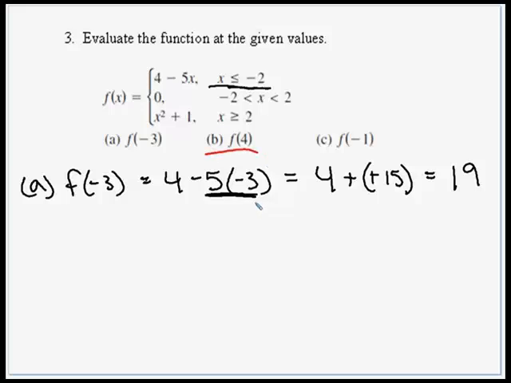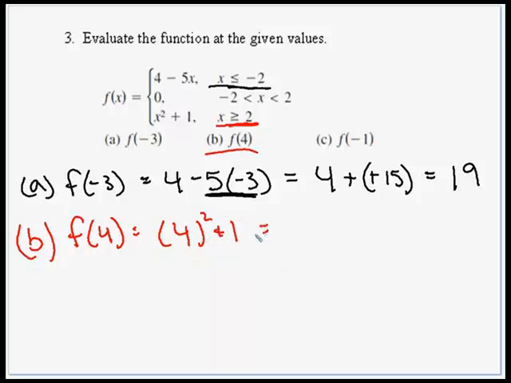Next piece, f of 4. F of positive 4. And our bottom piece here is for all x values greater than or equal to 2. Of course, 4 is greater than 2. So we're plugging that 4 in right here. It was x squared plus 1, but now it's 4 squared plus 1. And 4 squared is 16, plus 1 is 17.